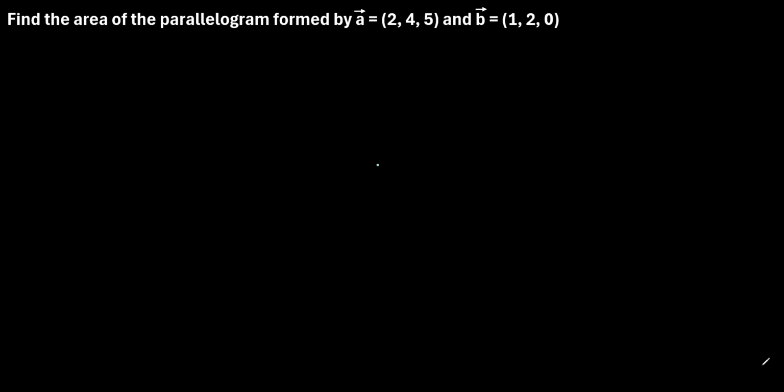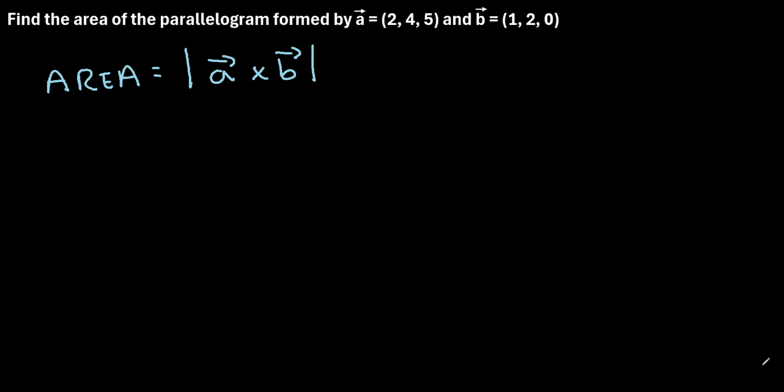Let's say that we would like to find the area of the parallelogram formed by vector A with values 2, 4, 5 and vector B with values 1, 2, 0. How can we do that? Well, the area of a parallelogram that's formed by two vectors is simply going to be equal to the magnitude of the cross product of the vectors. So here's how we can write that.